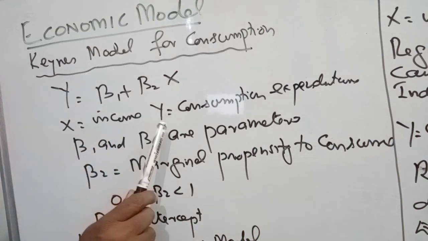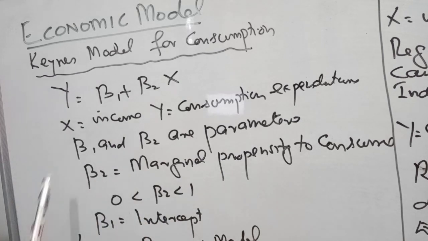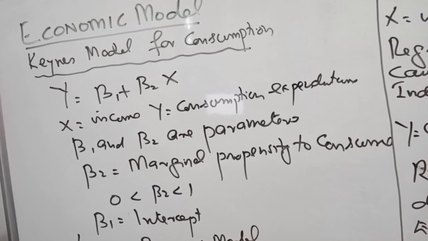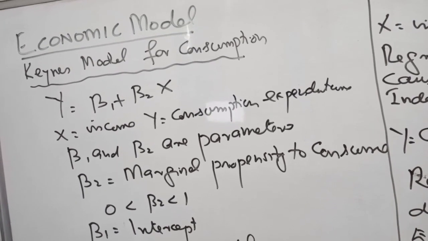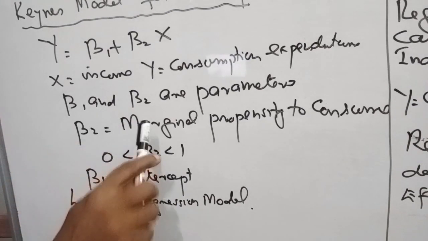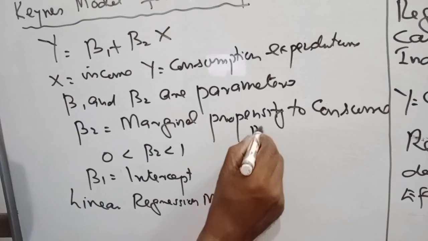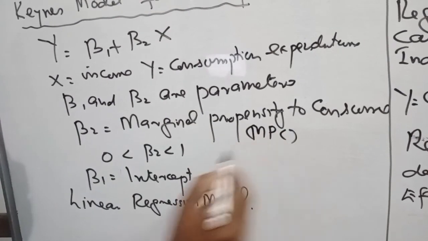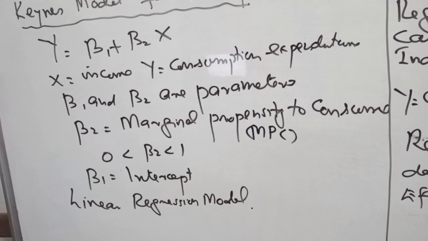Here X is the income. Y is the consumption expenditure. Beta 1 and beta 2 are two parameters, some constants. In the Keynes model, beta 1 is the intercept, and beta 2 is the marginal propensity to consume. Beta 2 is the MPC, marginal propensity to consume, which is a constant lying between 0 and 1. And beta 1 is the intercept.